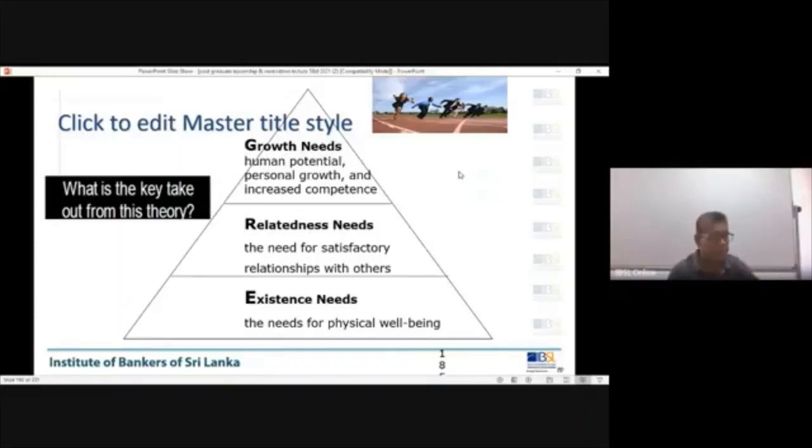One, Maslow's theory, then two-factor theory, and ERG theory. Try to compare these three theories. So at the exam, if you are asked to compare between these three theories, you are in a position to do it.